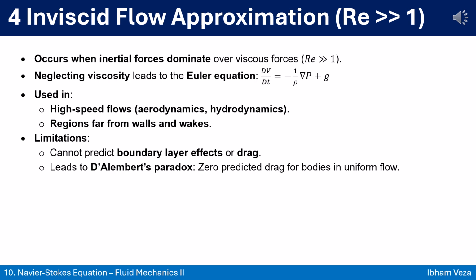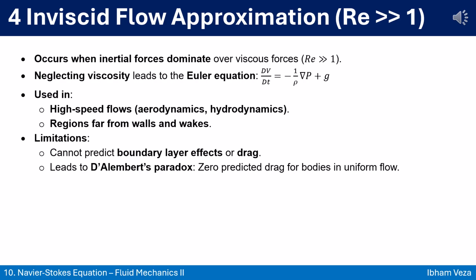By neglecting viscosity, we arrive at the Euler equation. dV/dt equals minus 1 over rho nabla p plus g. This form is elegant and much easier to solve than the full Navier-Stokes equation, making it attractive for modeling idealized flows in aerodynamics and hydrodynamics.